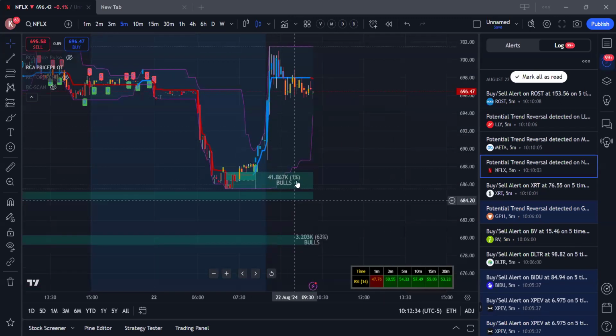So if it comes to this area, that is the best time we can buy Netflix calls. There are nearly 41,000 buy order block here.